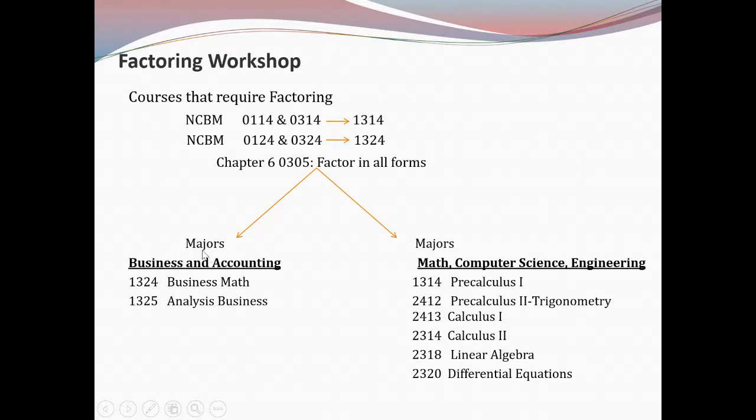The majors that cover factoring are business and accounting, which is 1324, the business math, and 1325, the analysis business. The majors that also cover factoring are math, computer science, and engineering. Most students have to take these courses to comply with the requirements: pre-Cal 1, pre-Cal 2, Cal 1, Cal 2, linear algebra, and differential equations. All these courses have factoring.